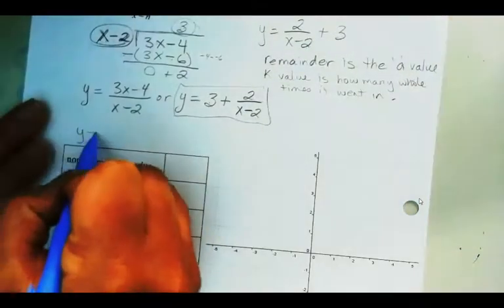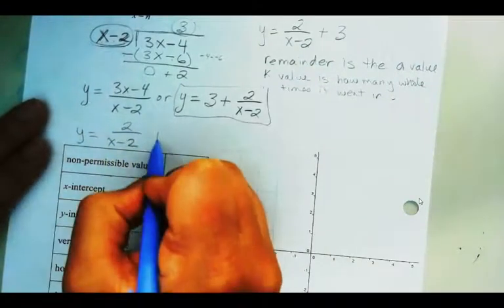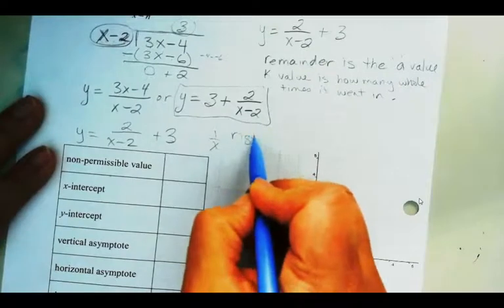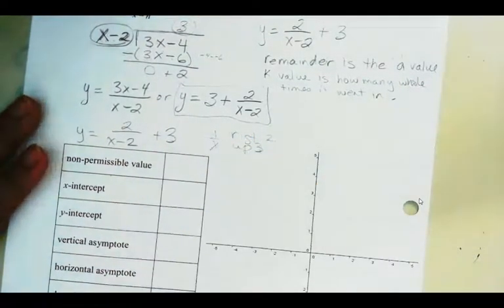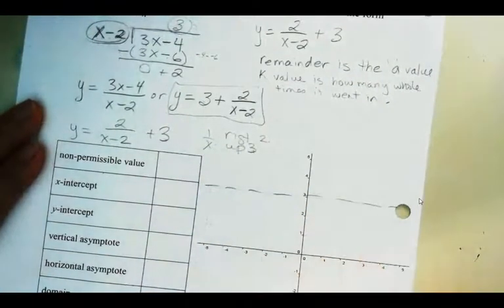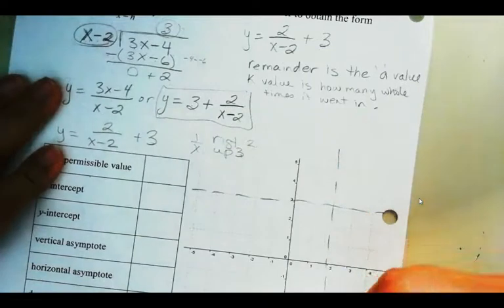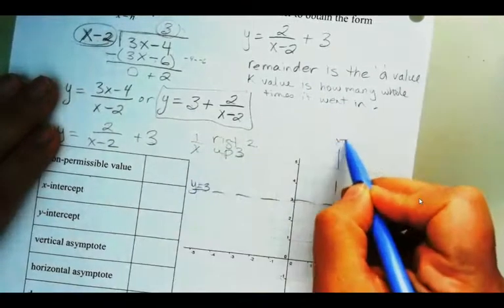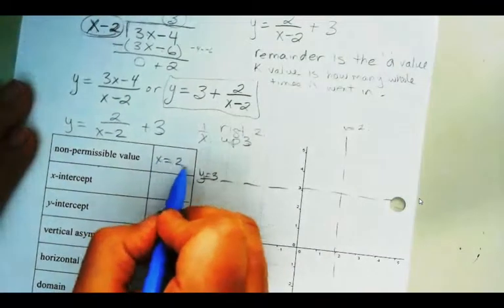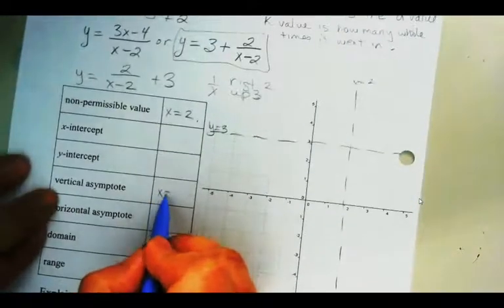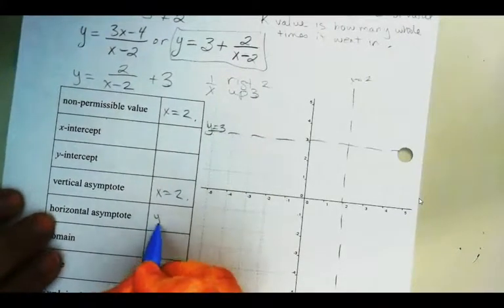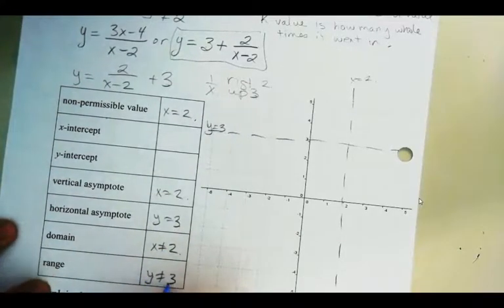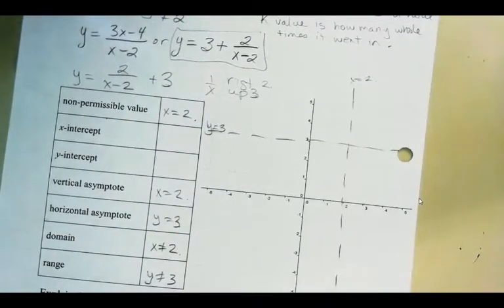So now I'm going to graph y equals 2 over x minus 2 plus 3. So basically we're taking our base graph of 1 over x and we're moving it right 2 and up 3. So I'm going to have an asymptote at 3 and at 2. So I've got my y equals 3, x equals 2. So my non-permissible value, x equals 2. My vertical asymptote, x equals 2. My horizontal asymptote, y equals 3. My domain, x can't be 2. And my range, y can't be 3. All that I can fill out all together.